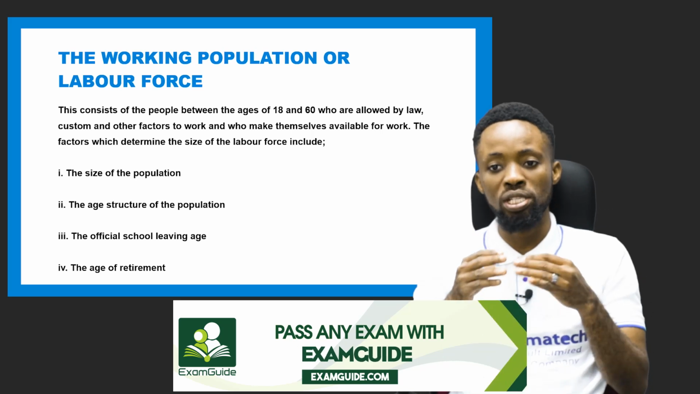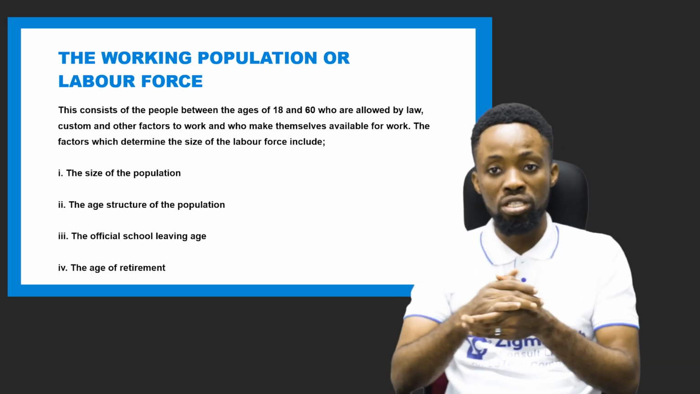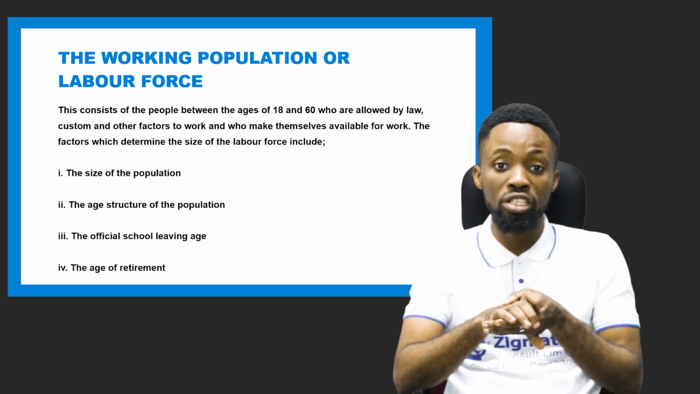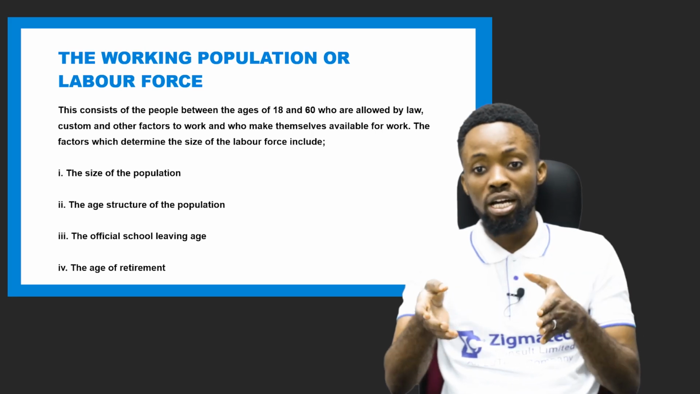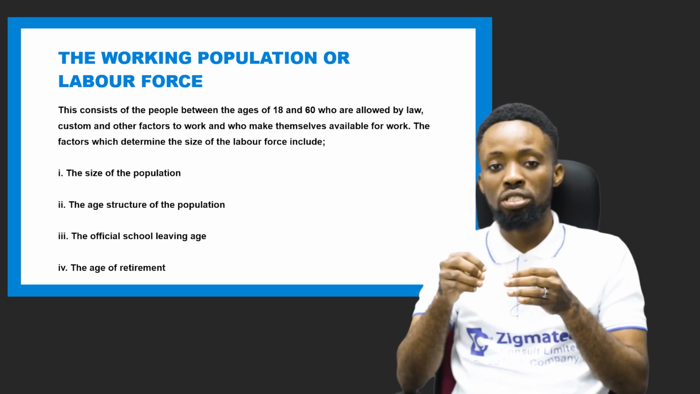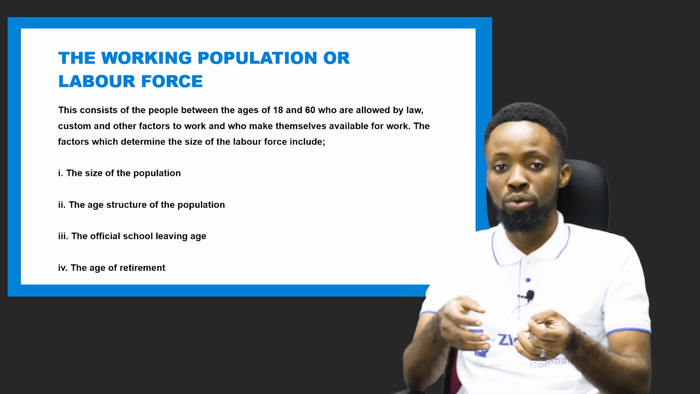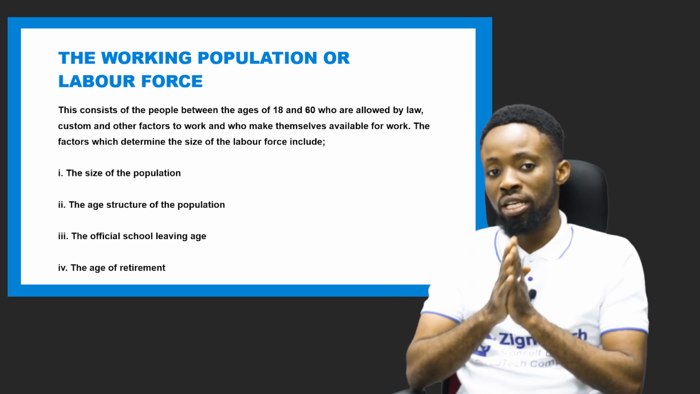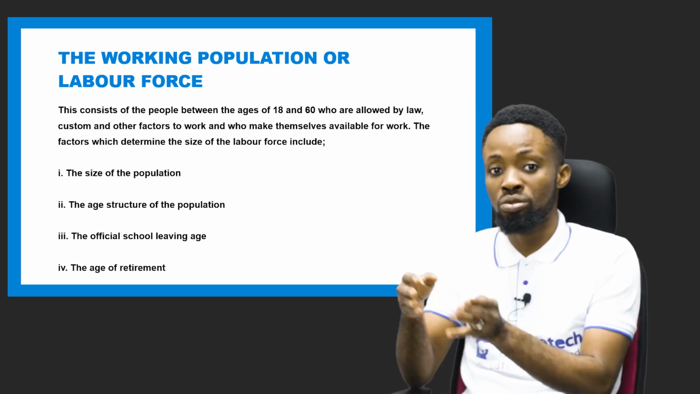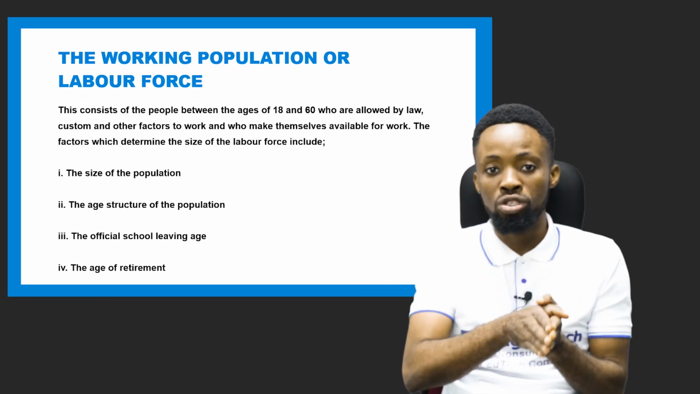The official school leaving age is also a factor that can either hinder or increase the labor force of a particular place. If a country has, let's say, an official school leaving age of 18 and another country has an official school leaving age of 25 years, you see that the country with a lesser age for school leaving will tend to have more people in their workforce, in the sense that at the age of 18 it is very easy to start up a job for yourself. At the age of 18 it's very easy to get employed, compared to a country where you have to wait till you get to 25 years before you start a job.